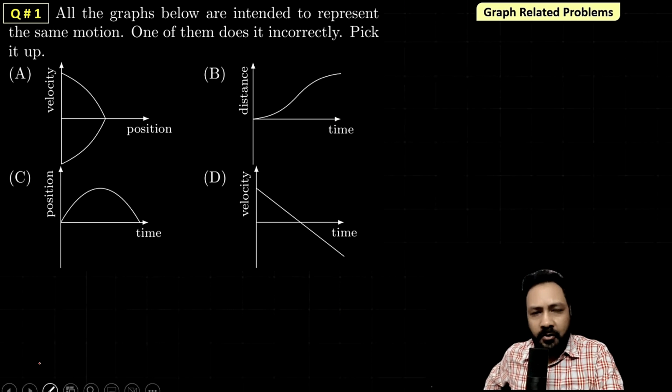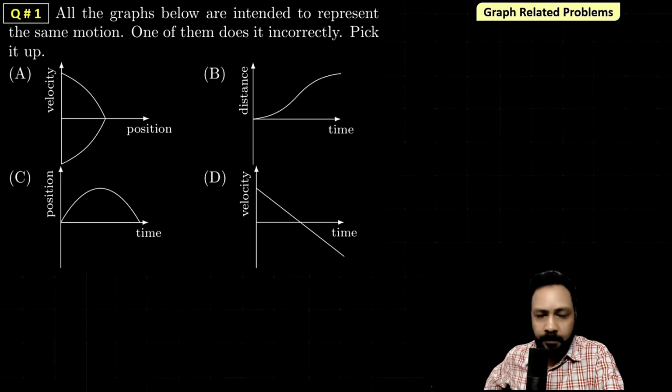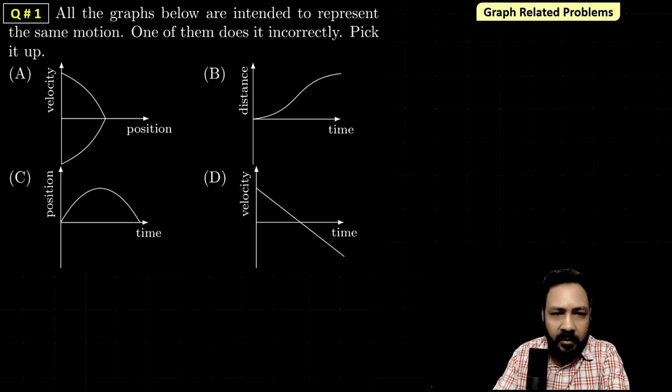So let's see this question. All the graphs below are intended to represent the same motion. One of them does it incorrectly. Pick it out. Basically, which of them is not representing the same motion? So let's start with option A.